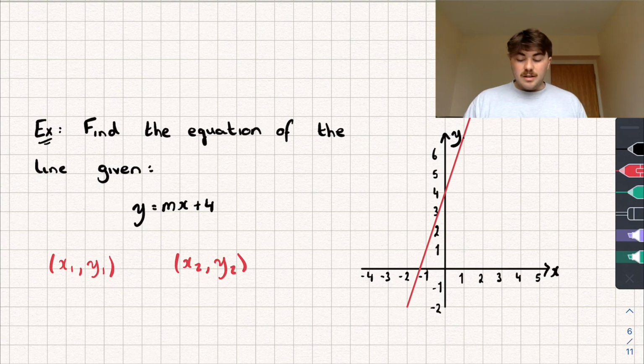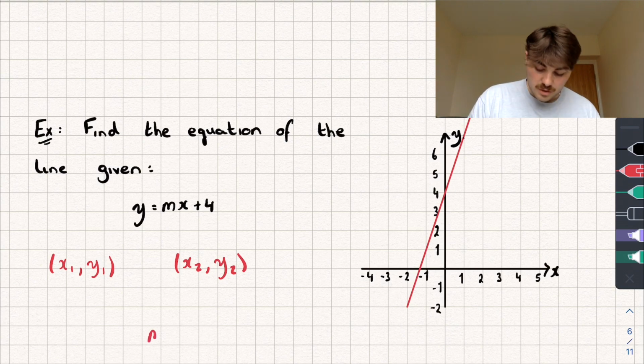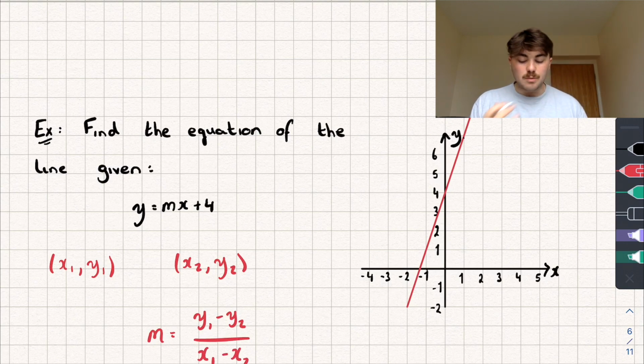Now to find the gradient, that's just the difference in y divided by the difference in x. So the gradient m is going to be equal to y1 minus y2 divided by x1 minus x2. And it's important we do it in this order. So the best way to do it is to pick points on your line that have integer values. So by that I just mean coordinates with whole numbers.